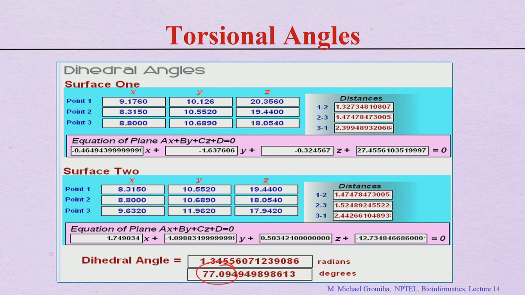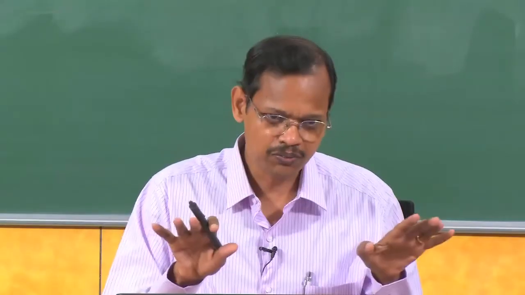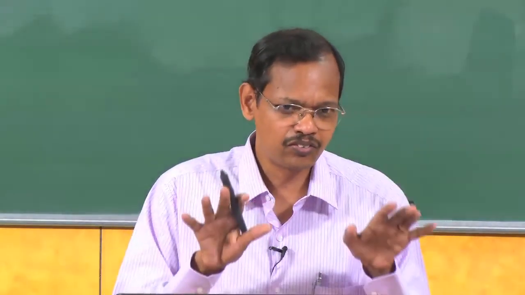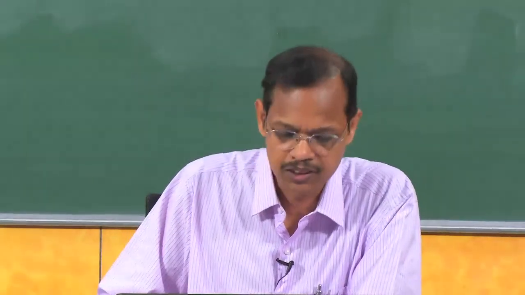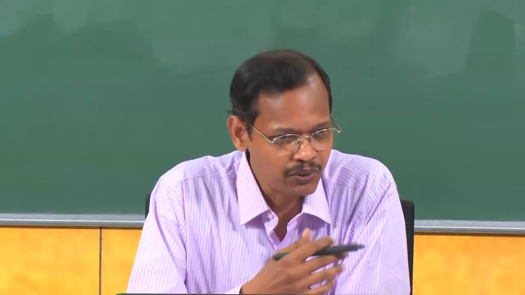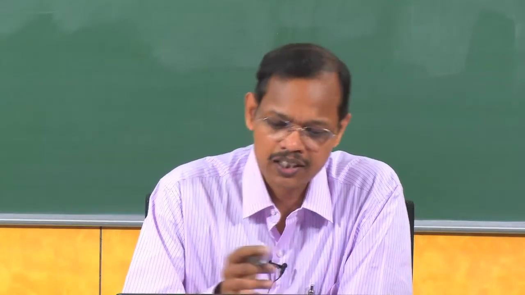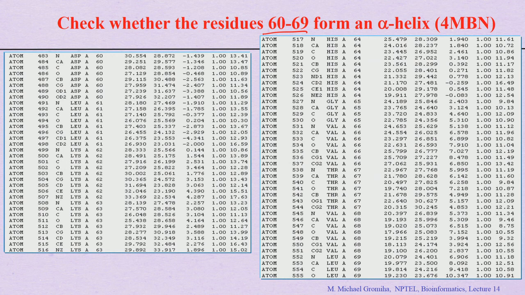So, you need the coordinates of 4 atoms for a dihedral angle: 3 in one plane and 3 in another plane. You get the equations of the planes and use them to get the dihedral angle. It is very simple. Now, one example: myoglobin is an all-alpha protein, mainly alpha helices, and it is reported that residues 60 to 69 form an alpha helix. How to check whether these residues really form an alpha helix? Get the phi and psi angles.